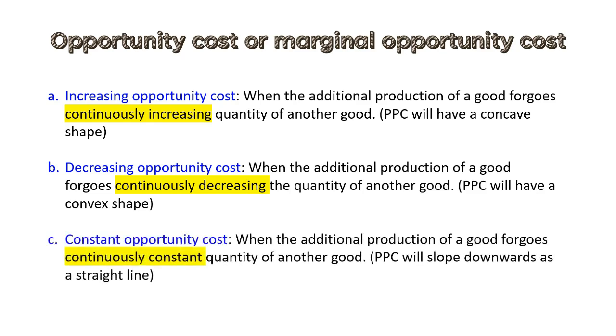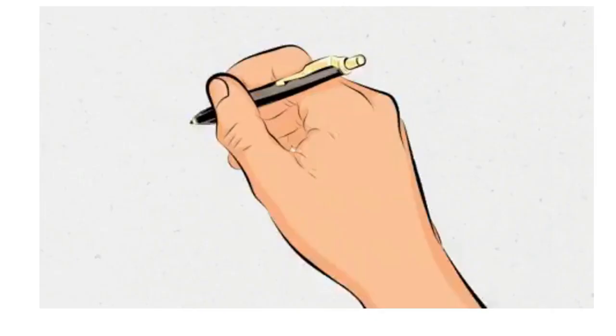And the third possibility is that opportunity cost may be constant, when the additional production of a good foregoes a continuously constant quantity of another good. It means if you want to produce 1 unit of a commodity, you have to forego 1 unit of another commodity. So here we are foregoing at a constant opportunity cost. In this case the PPC may take the form of a downward sloping straight line.